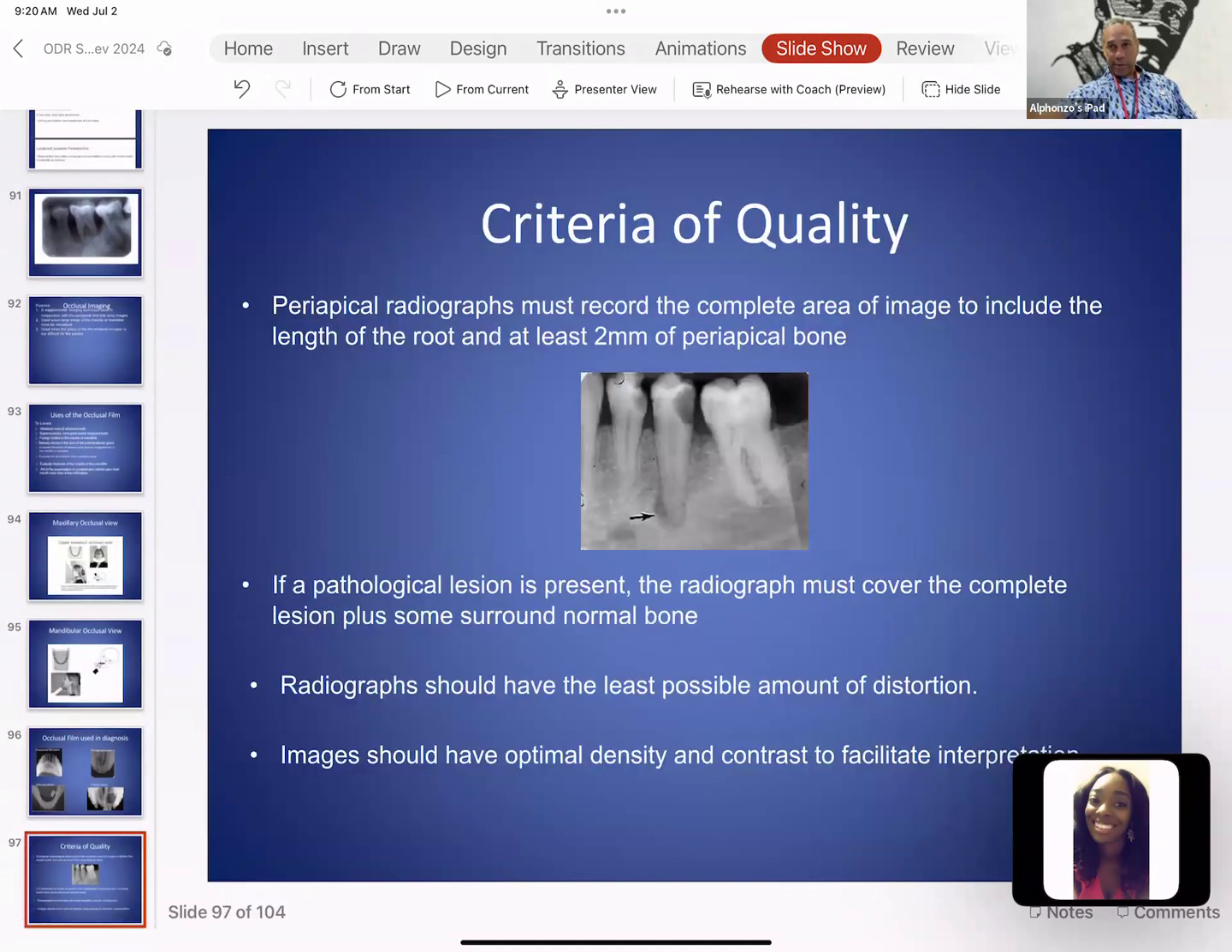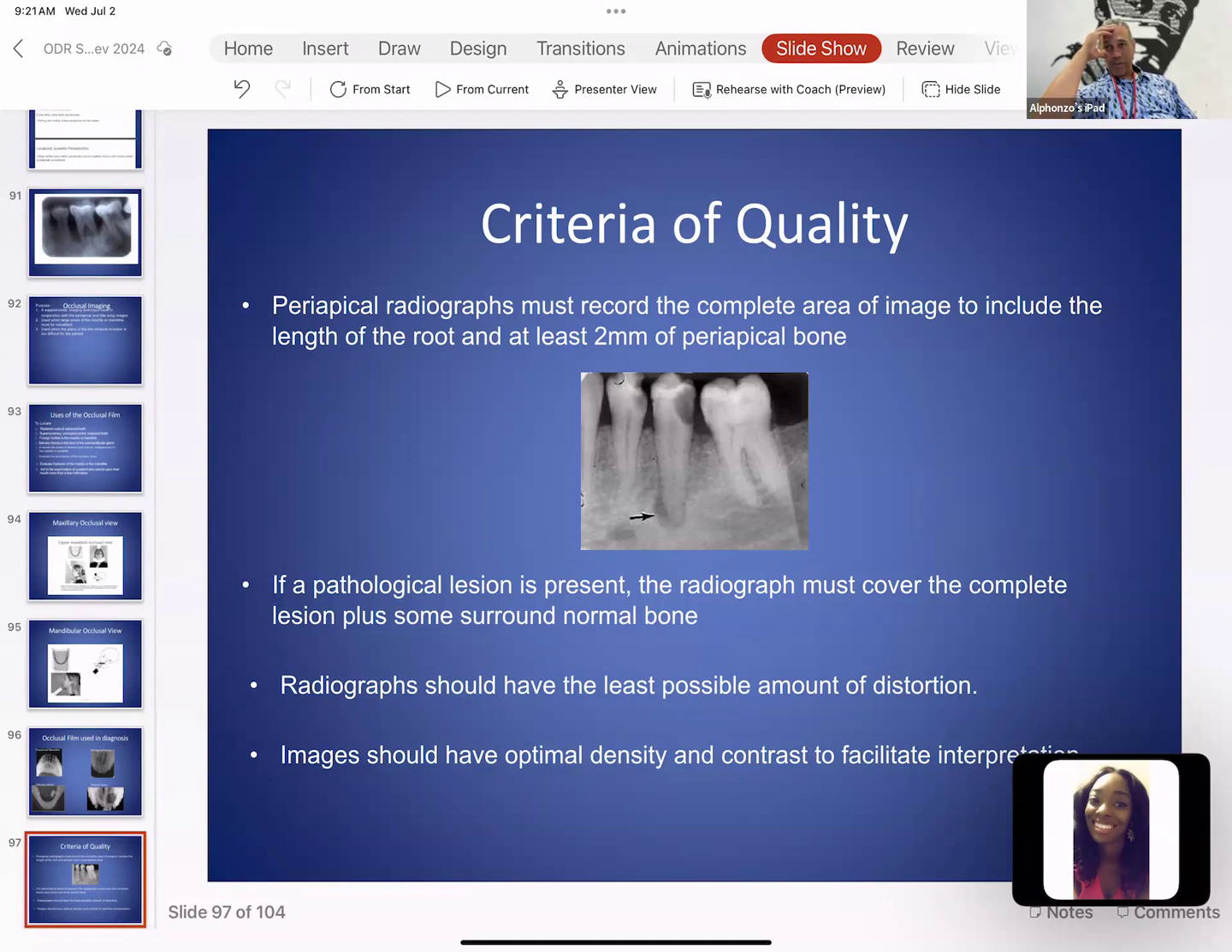Okay, criteria of quality. So these are the things that you need to take place to make sure that you're getting a good image. A lot of times we take images and at the very edge of the image, you'll have the apices way down, like in this image. This is a good image, but you need to have 2 or 3 millimeters beyond the apices of the teeth. And then you also want the occlusal surface of the tooth.